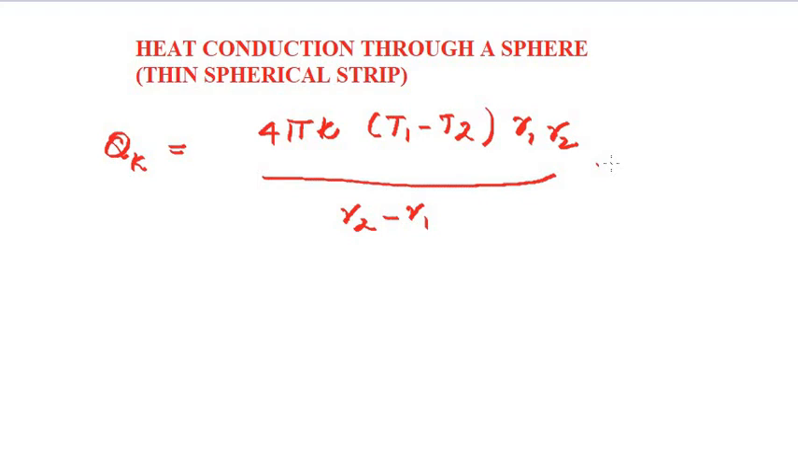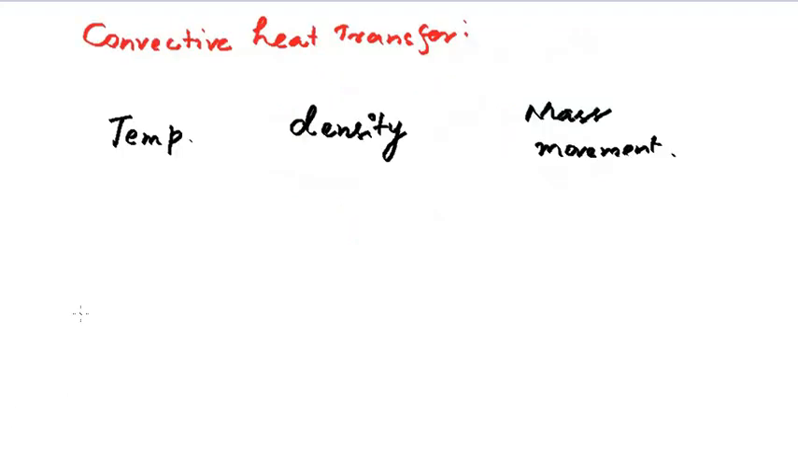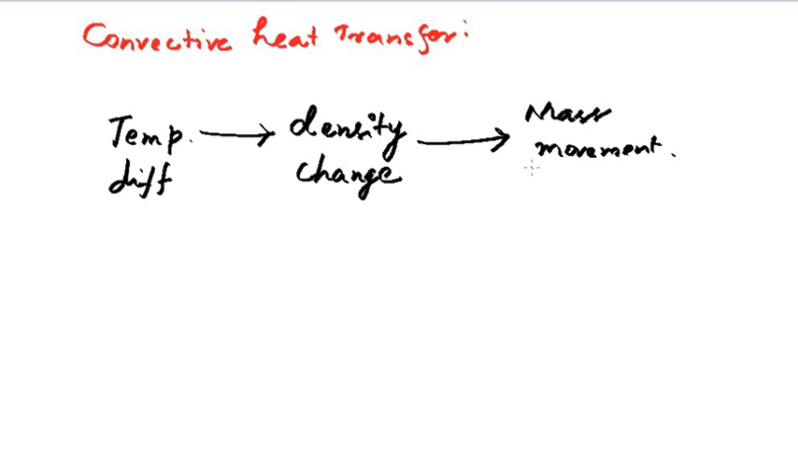Now we will move to convective heat transfer. So what is convective heat transfer? Convective heat transfer involves mass movement of fluids. When we have a temperature difference, this results in a density change. Hence, because of the density change, there is a movement of mass of the fluid, and this process is called natural convection.